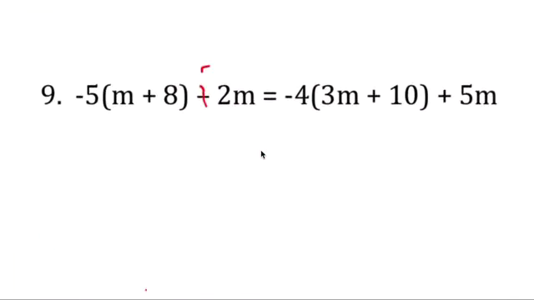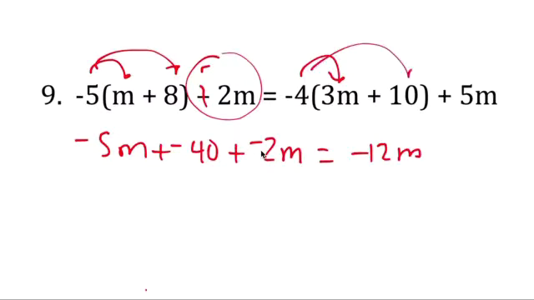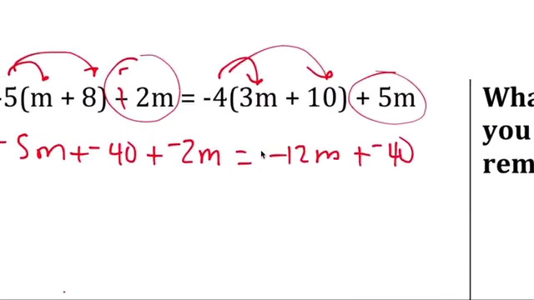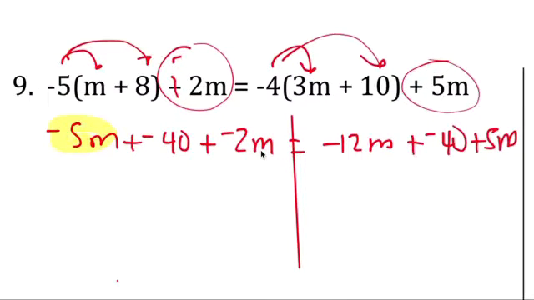So we always do additive inverse first and distribute: negative 5m plus negative 40, and this is a negative 2m, equal to distribute negative 12m, and that's a negative plus a negative 40, and bring down the 5m, right? And then on each side you can combine like terms. So this side here, these two are alike, you get negative 7m, then bring down that plus negative 40, right?